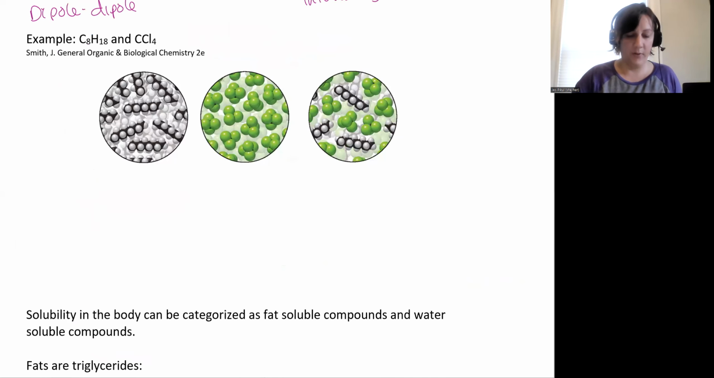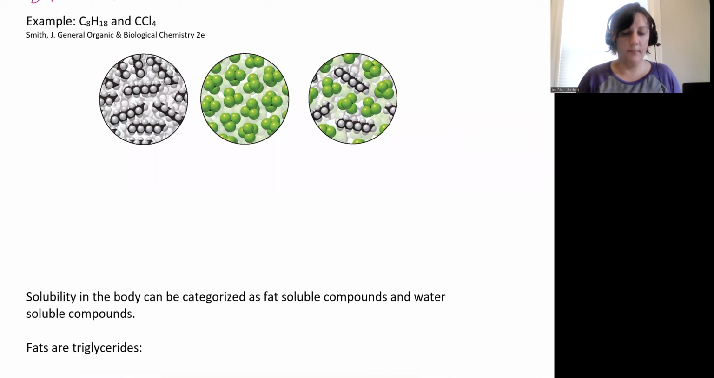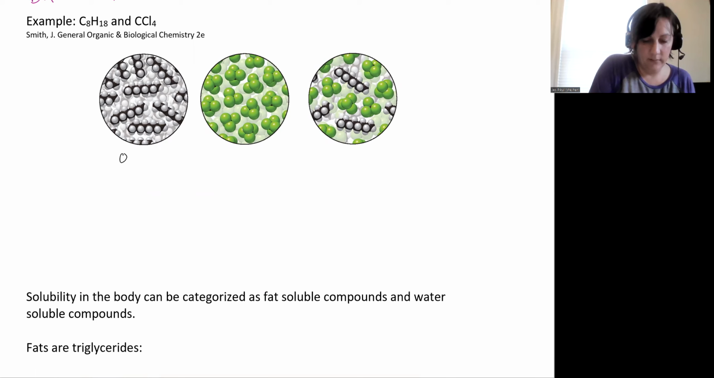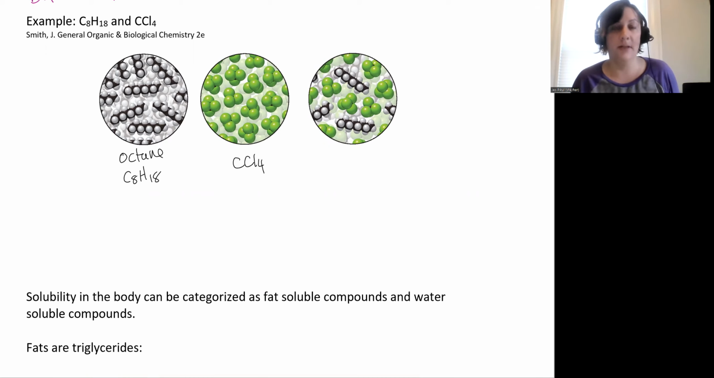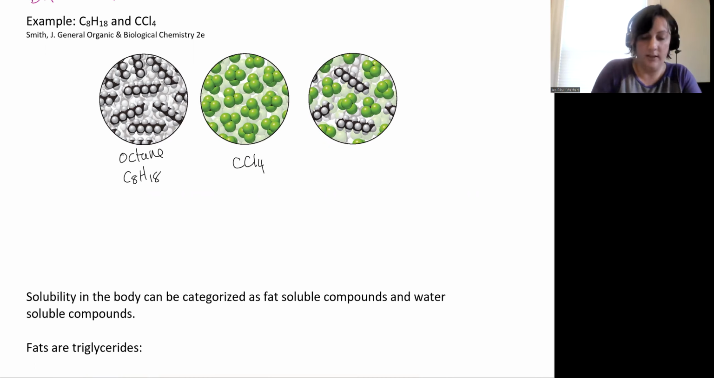Let's look at a second example of octane and tetrachloromethane. So here's our octane. This is C8H18. Here's our tetrachloromethane, which is a long one to say. And here is their mixture on the third picture. So in this case, we're going to take two nonpolar compounds and mix them together, and they're going to form a solution. And so our octane is all carbon and hydrogen bonds, and so we'll know that all of those bonds are nonpolar. They have an electronegativity difference less than 0.5.